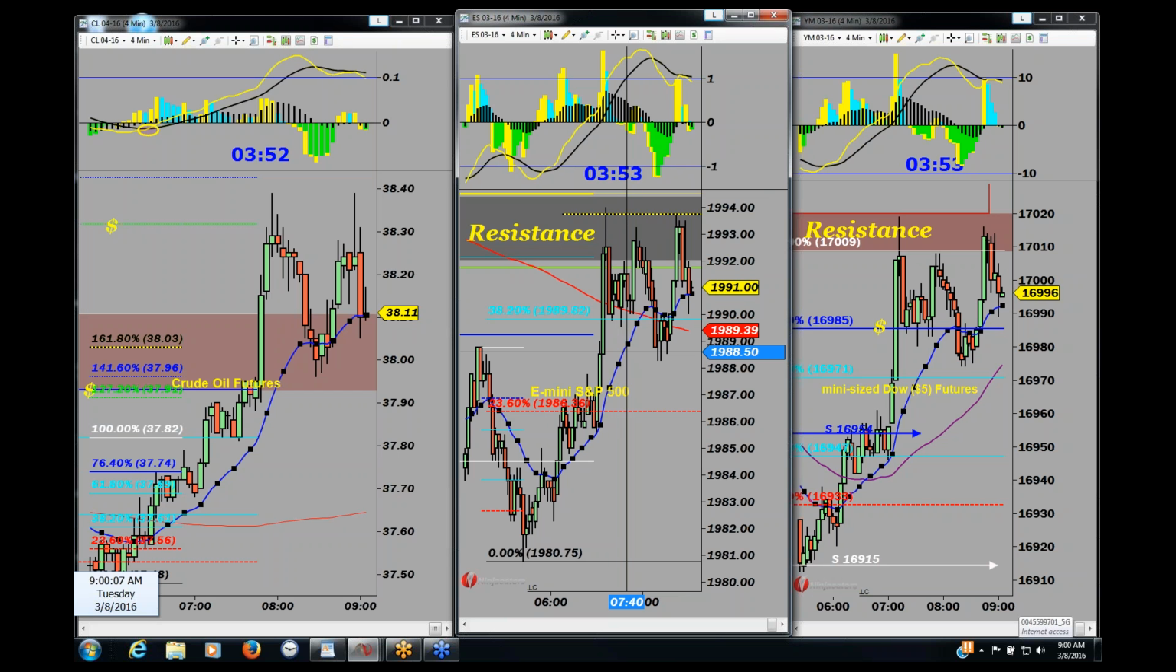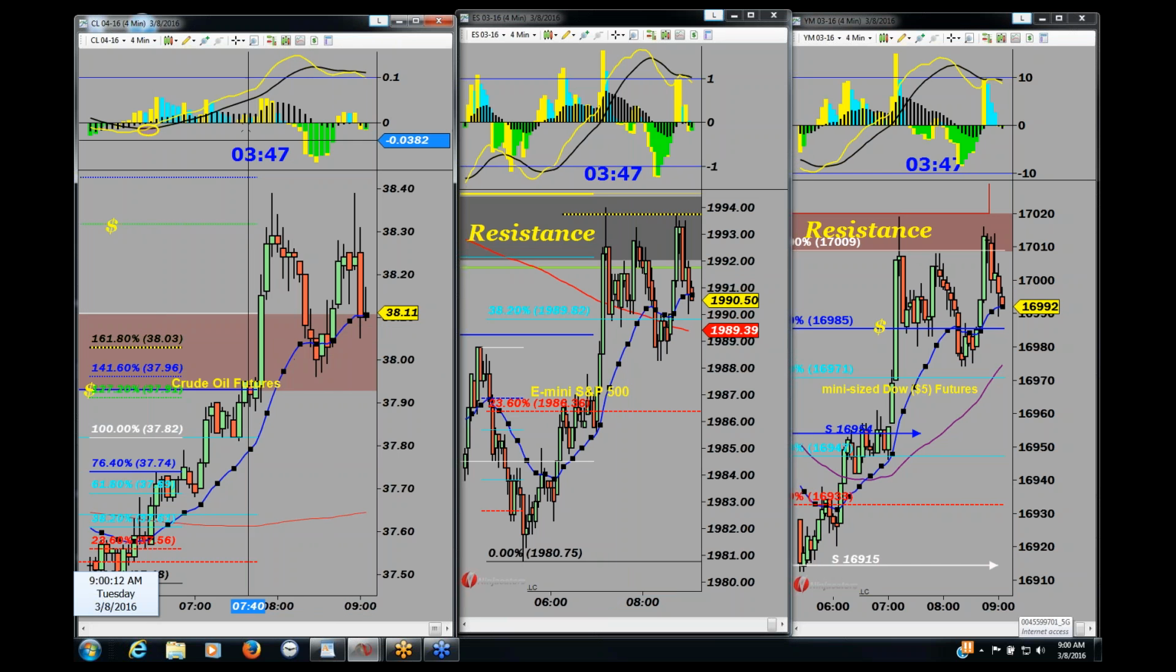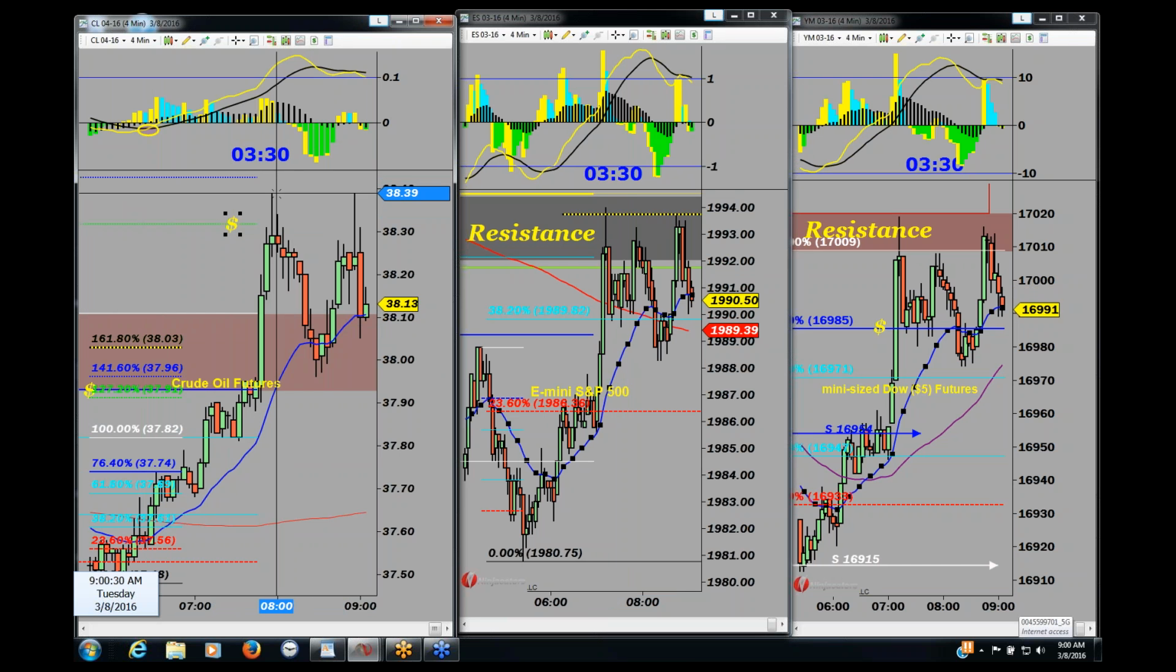We'll see what the volume does. CL peaking right here. CL also put in a resistance area. Okay, money off here where the S is. I'll just move that over here. Looks pretty good. That's a nice resistance. We'll see what takes place.